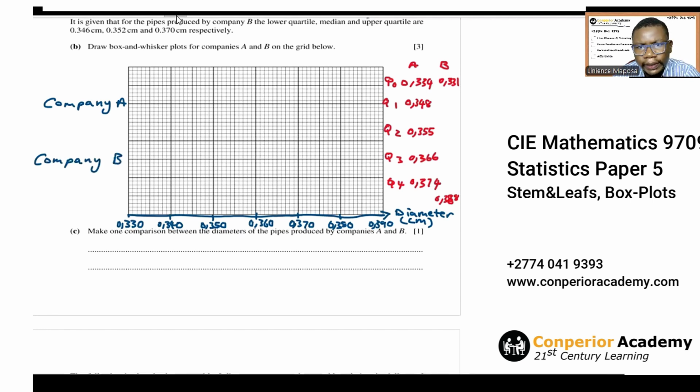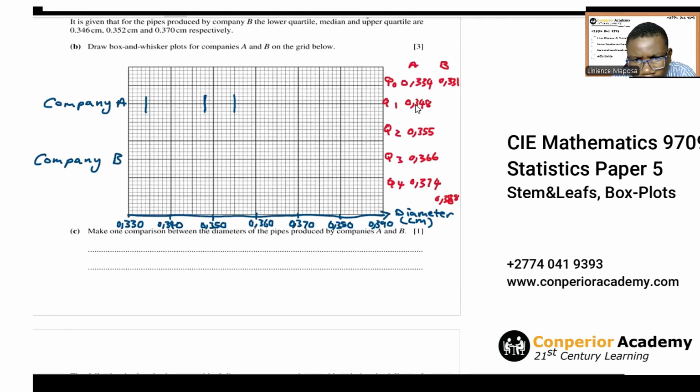So let's start with A. It's 0.334. 0.334 will be here, so I can just mark here on 0.334. And then I have 0.348. 0.348 will be here. This is 0.348, right? Is that correct? Yes. And then I need 0.335. 0.335 will be this one right here.